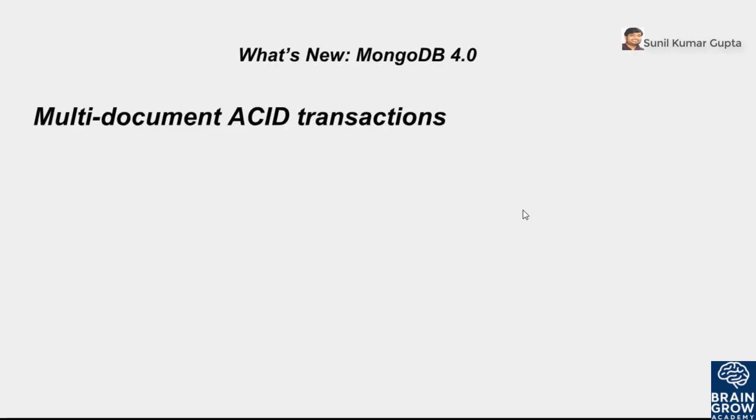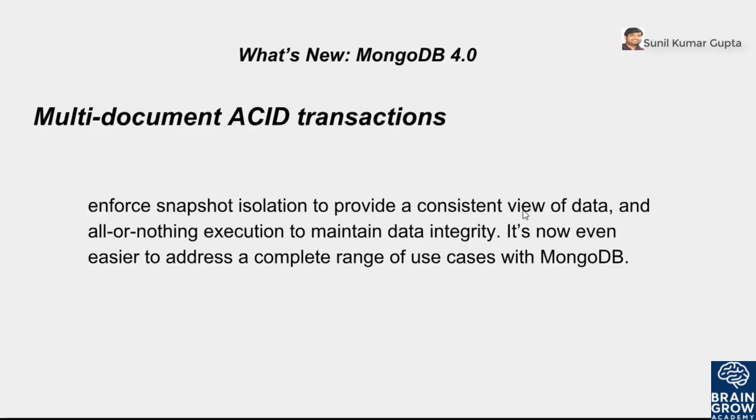So the very first feature of MongoDB 4.0 is multi-document ACID transactions. Multi-document ACID transactions enforce snapshot isolation to provide a consistent view of data and all-or-nothing execution to maintain data integrity. It's now even easier to address a complete range of use cases with MongoDB. What does this sentence mean? It means MongoDB supports multi-document ACID transactions, which means we can have multiple documents, and it enforces snapshot isolation to provide a consistent view of data.